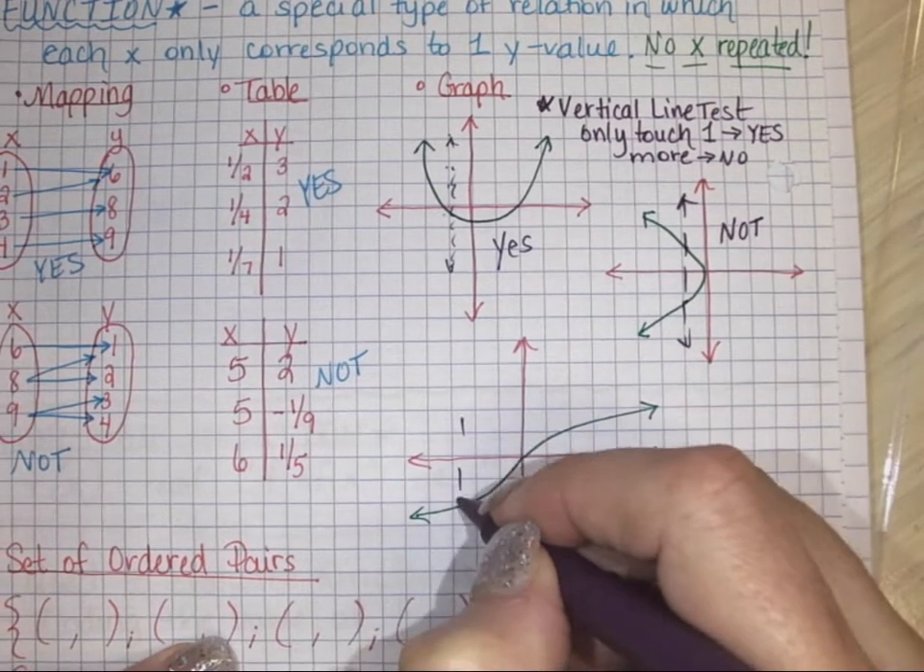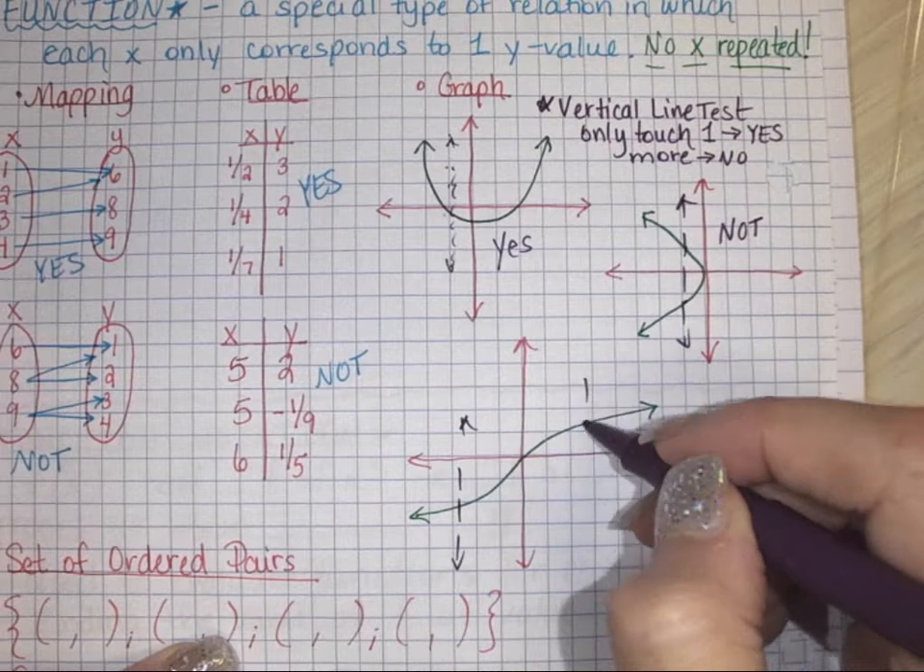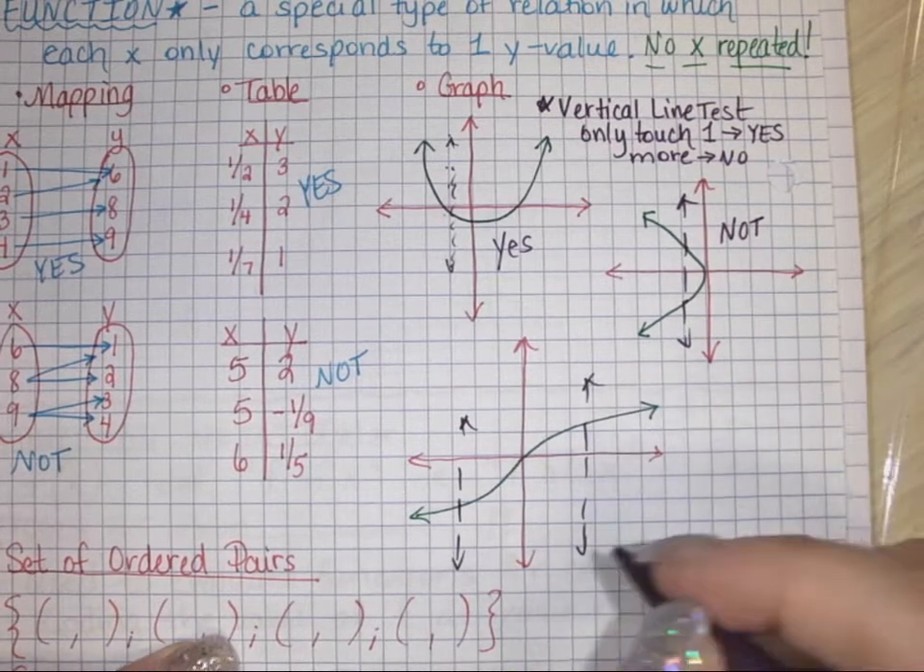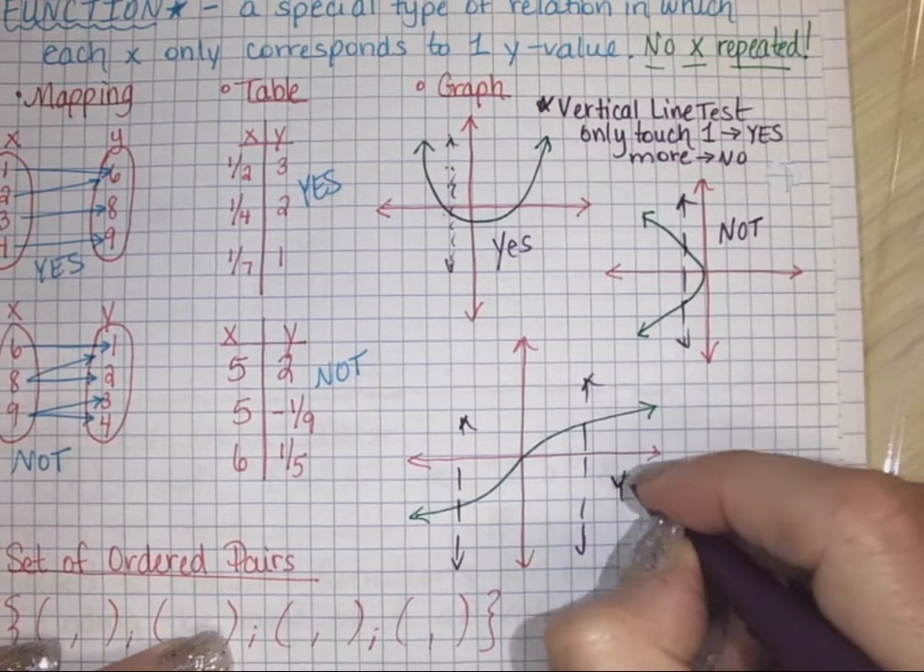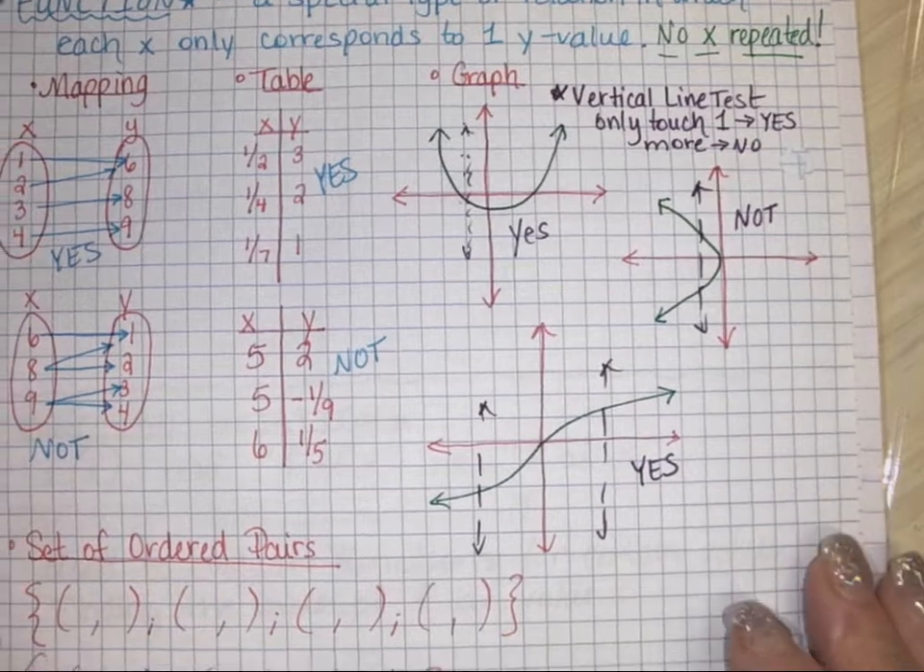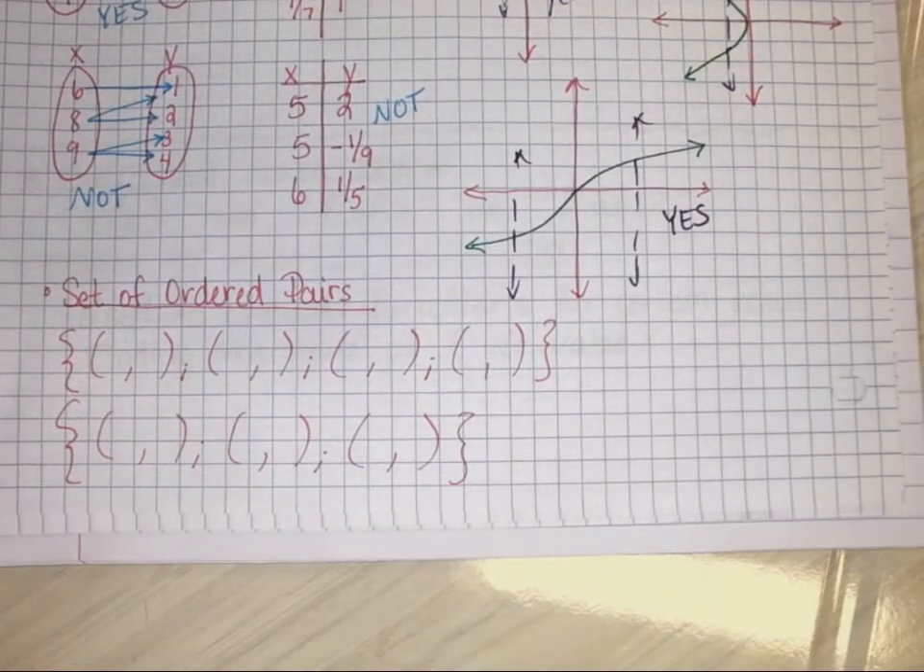And this one, I can draw a vertical line anywhere I want on that graph, and it touches only one time. So this one is yes. Okay, moving on. A set of ordered pairs that is a function.